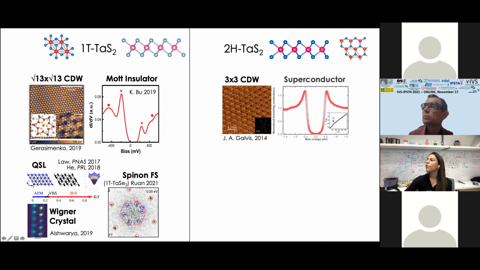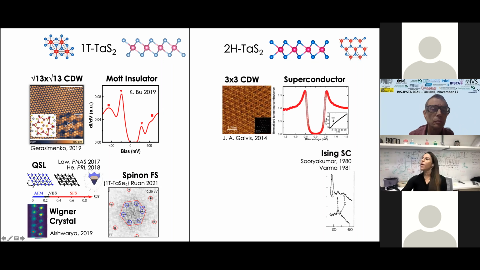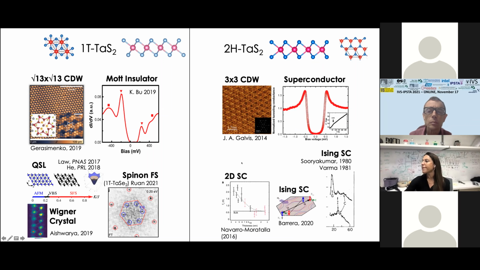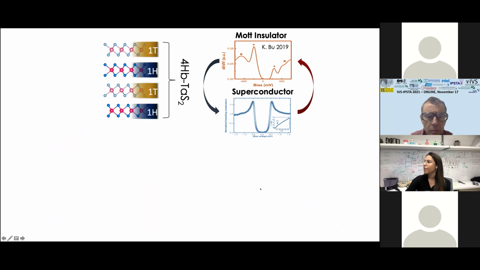As for the 2H, the 1H also has its own CDW structure, which is different from the CDW structure that we have on the 1T. It is the 3x3 CDW. It is a superconductor in its bulk form. The TC is around 0.7 Kelvin. In the 2D form, the TC grows to around 3 Kelvin. Due to strong spin-orbit coupling, it is known for its Ising superconductivity.